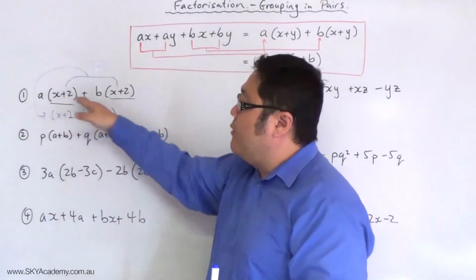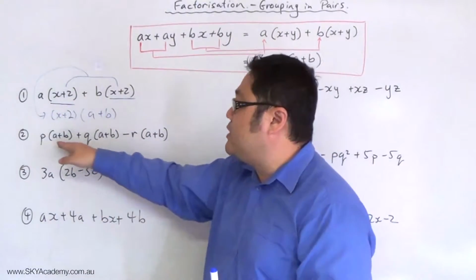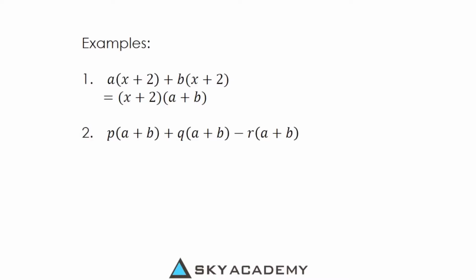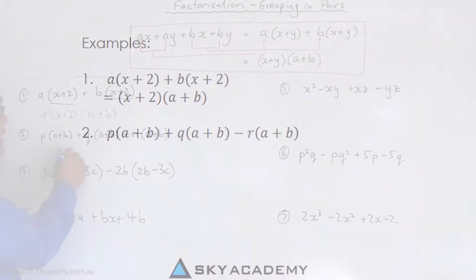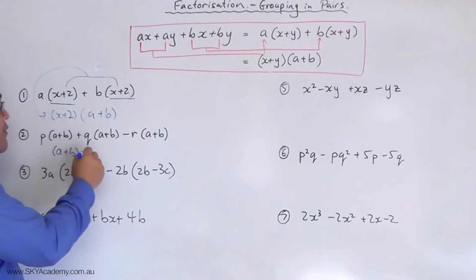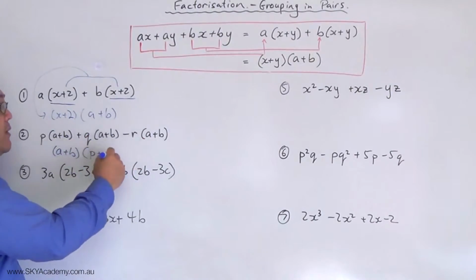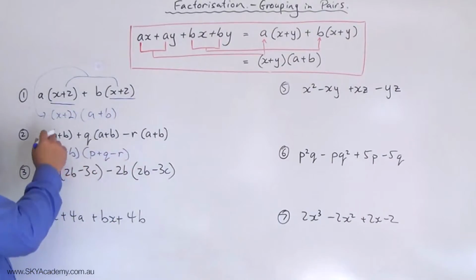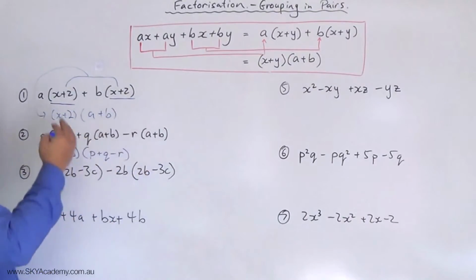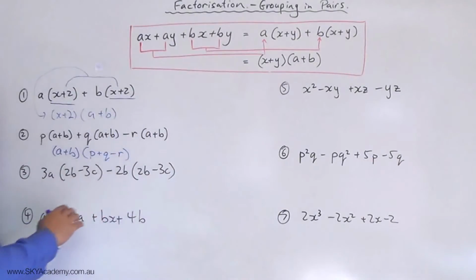Now, you can do that with expressions with two terms, or you can do it with expressions with three terms. See how a plus b is common to all three terms? You can take a plus b out, and you're left with p from this term, plus q from this term, and minus r from this term. So the answer when you factorize it will be a plus b outside of p plus q minus r, close brackets.